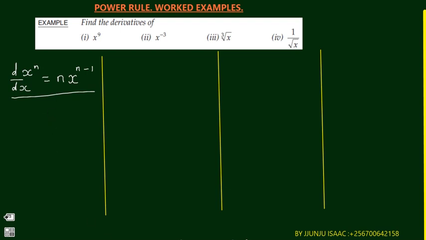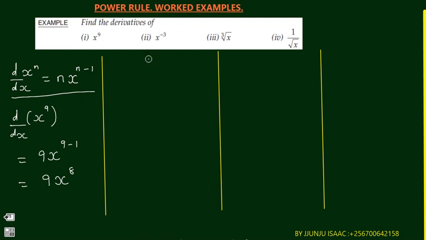Now in Roman numeral 1 we have x raised to power 9. So to find the derivative, that is the derivative of x raised to power 9 will be, we write 9, we multiply 9 times x raised to power, now we get 9 minus 1. And when we get 9 minus 1, we get 8. So the answer will be 9x power 8.